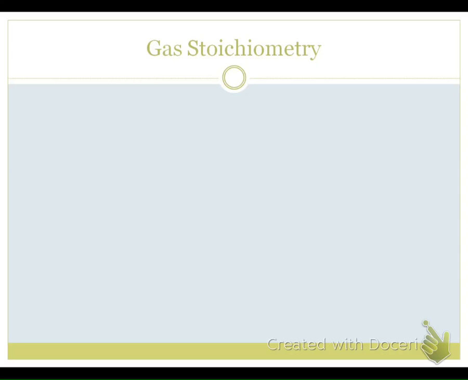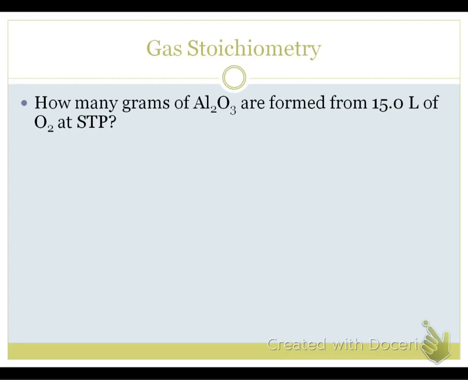We're going to do some pretty quick, simple stoichiometry problems together, and then we'll do some with a partner here. So we're going to find out how many grams of aluminum oxide are formed when we start with 15 liters of oxygen at STP. And here's our balanced chemical reaction. So go ahead and get that copied down. We'll start our T-chart here in a second. Let's go ahead and start looking at what we're going to need to solve for here.